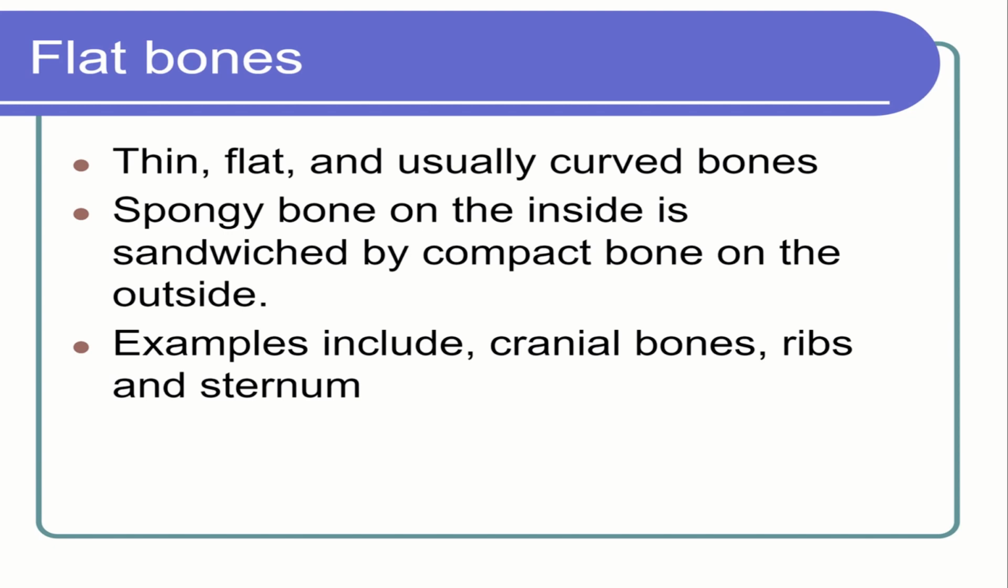So the most common examples are going to be the ribs. Those are those long, flat bones that come in around the chest. And then you're also going to see the cranial bones, what we call the skull. And then you have the sternum, or what you might refer to as your breastbone. Those are all considered flat bones.